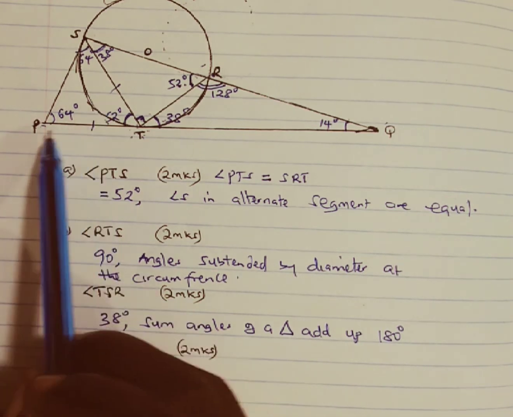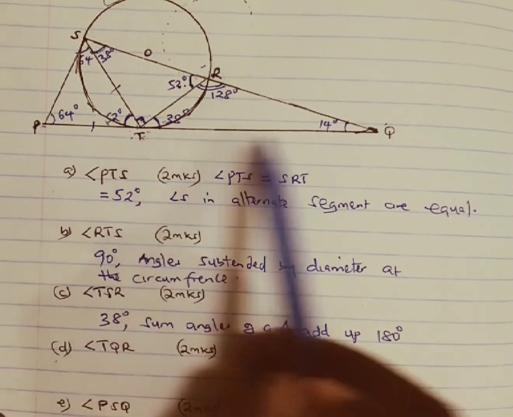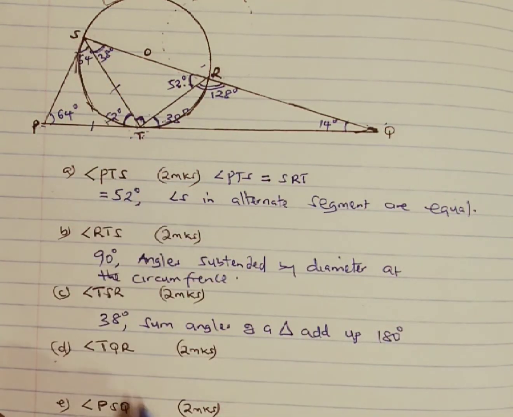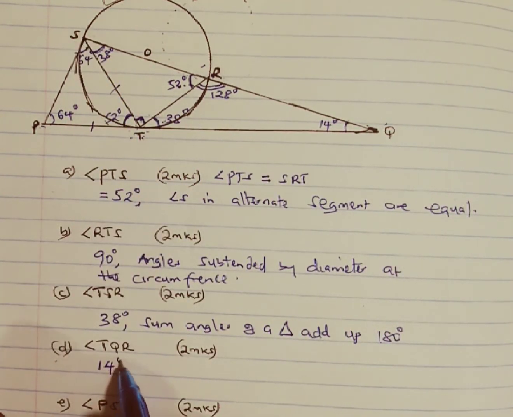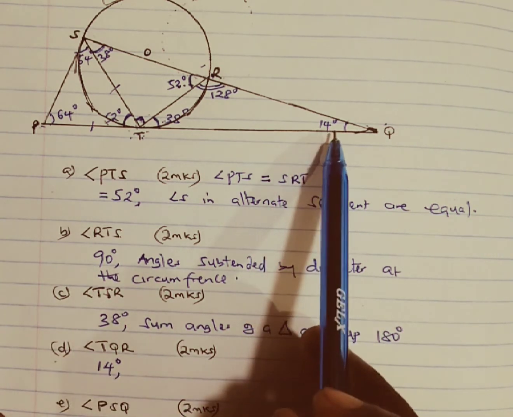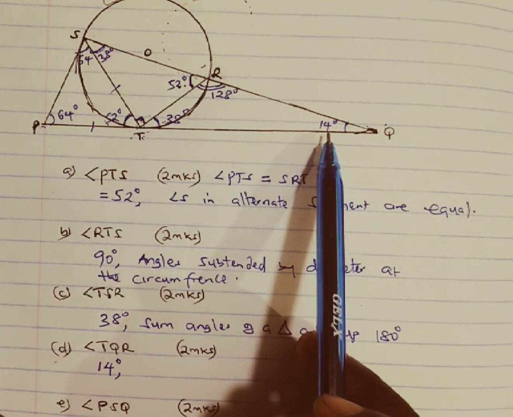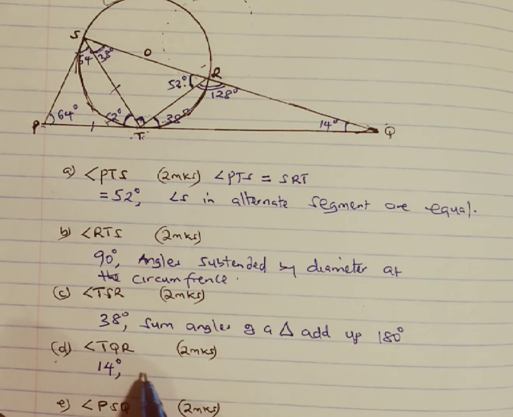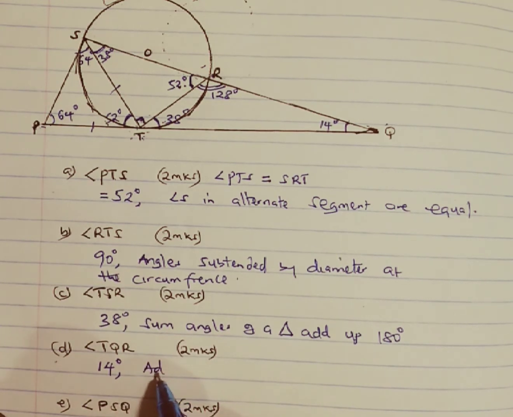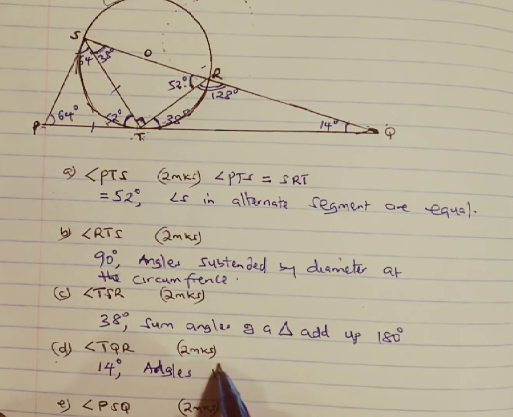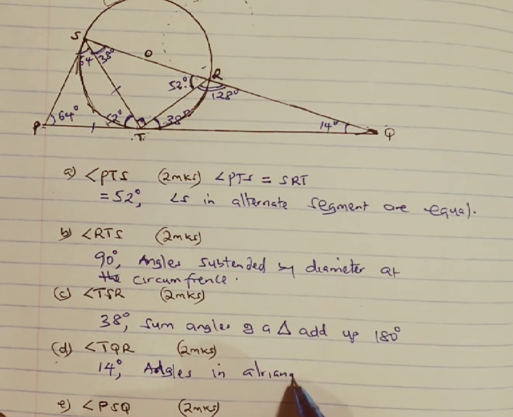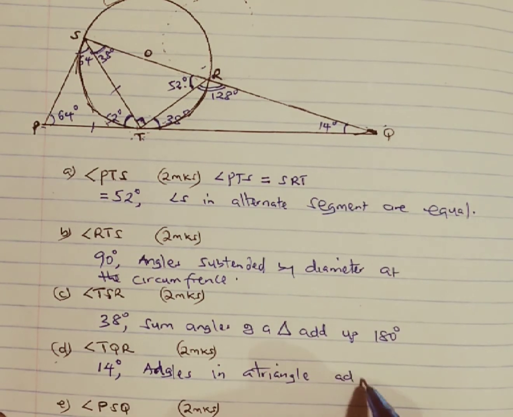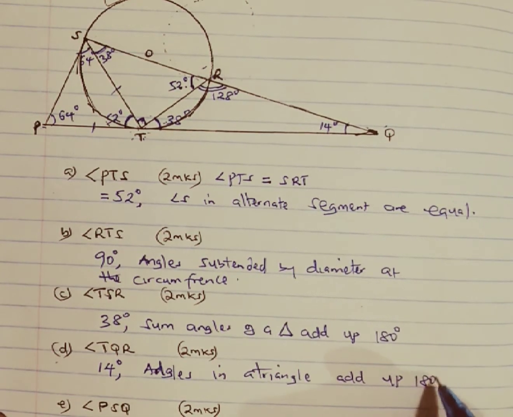The next thing we are supposed to calculate is TQR. We have already calculated it as 14 degrees. And in this case, we can say that these are angles in a triangle. Angles in a triangle add up to 180 degrees.